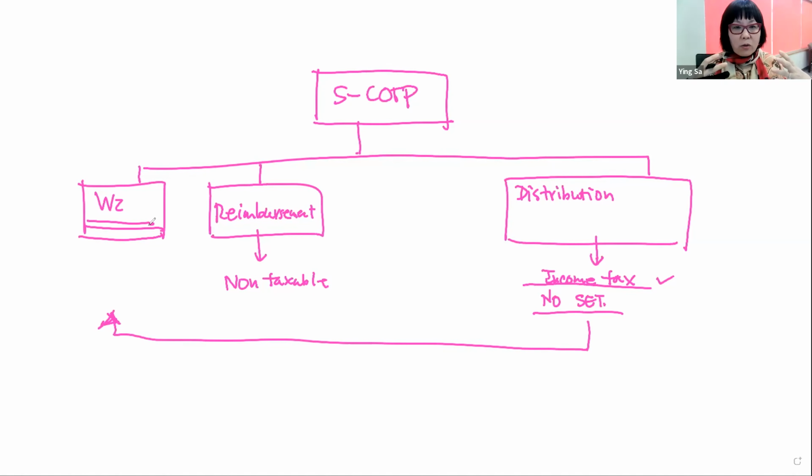So when we say owner draw, we are talking about money out of S corp, and what it is. It may be W-2, that's fine. It's probably taken care of through 940, 941, all of these filings, right? Reimbursement, you better have a receipt to back it up. And you draw out of the company account and you say, that's my distribution.